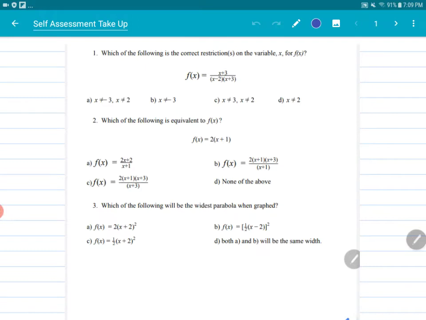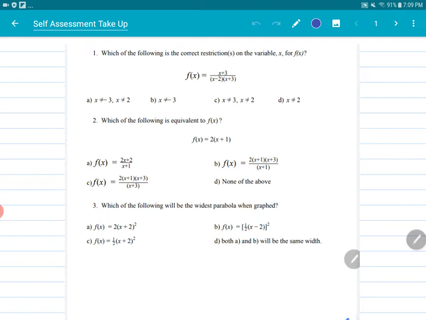Today we are talking about the self-assessment that myself and Mr. Neil have put up on the new Google Doc. So really this is just a chance to take up the answers with actual explanations instead of just posting the answers and saying, have fun, hope you understand it.